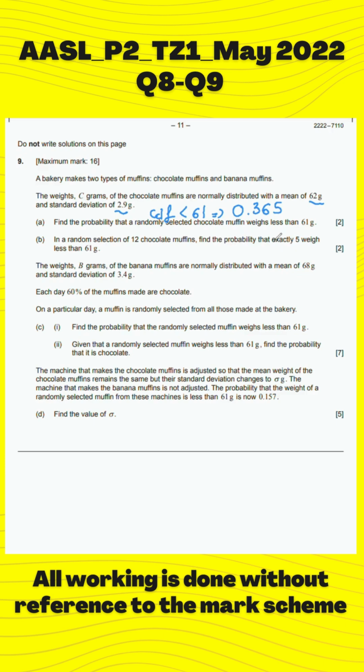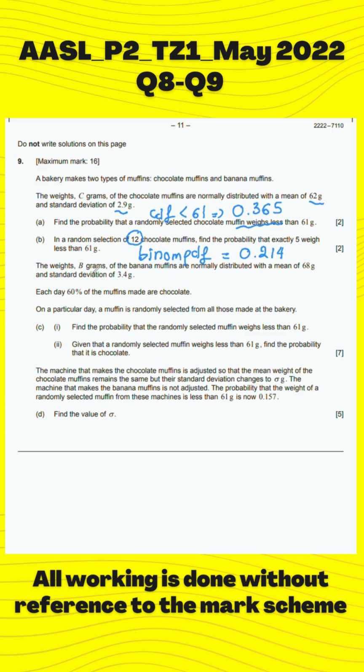Okay, B. Now we have a random selection of 12, so it will be binomial. Find the probability of exactly 5. So it will be binomial PDF because exactly 5. The number of trials is 12. The probability of one success is 0.365 and we need 5, so it will be 0.214.